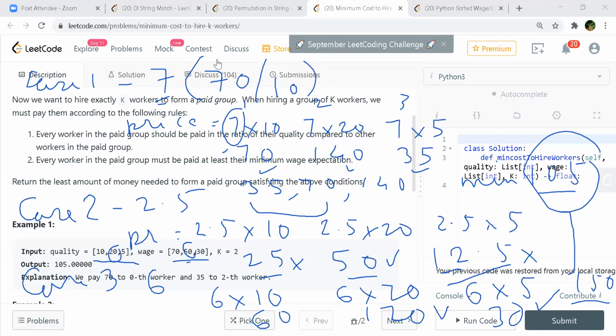Yeah, I get it. So if we decide to pay him 30, we'll have to correspondingly increase for the second worker also. Then the others will be boosted up, so actually we'll be at loss. We also don't want to be at loss, right?